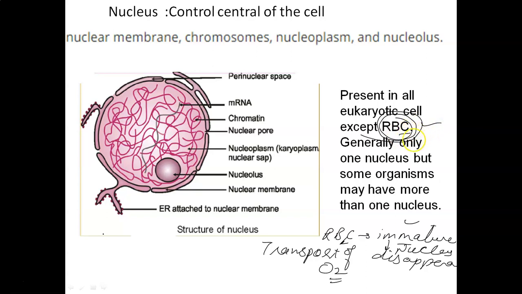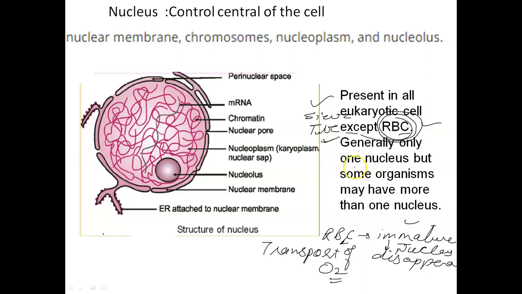In plant cells also, the sieve tubes which are there in the plant for the transport of food. So in plants also one exception is there. Okay, that is the sieve tube. Sieve tube also does not have the nucleus, right?